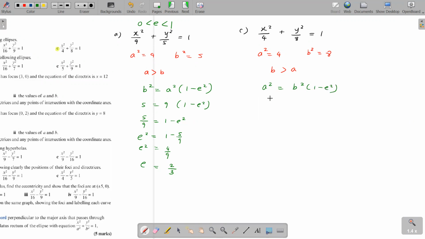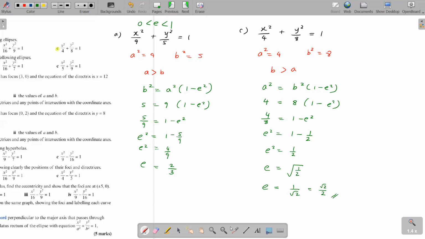Can you see? So a square is 4, b square is 8, and 1 minus e square is what we are trying to find. So 4 over 8 equals 1 minus e square. So I get e square equals 1 minus 4 over 8, which is half. E square is 1 minus half, which is half. E equals root of 1 over 2. Root of 1 over 2 is root 2 over 2 or 1 over root 2. Everything is the same.